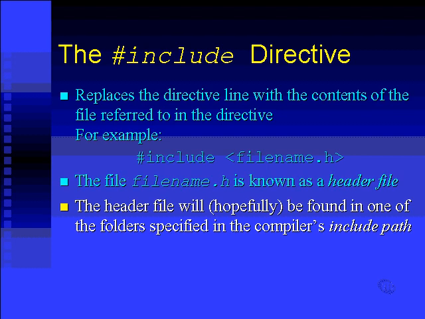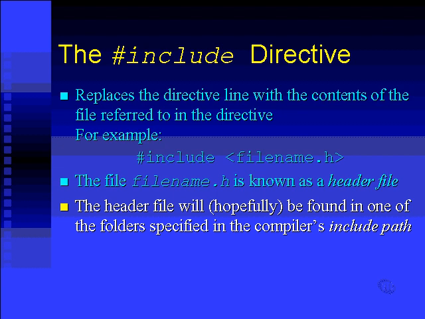Now, the header files will hopefully be found in one of the folders specified in the compiler's include path. Now, you probably don't know what a compiler's include path is, so I will describe it to you. You make a line of code in your program called hash include filename.h. Now, the compiler will go, where's filename.h? I hope I know where that is.